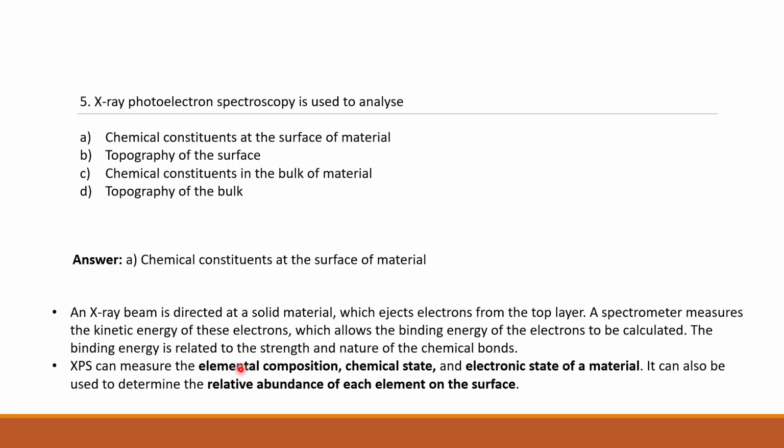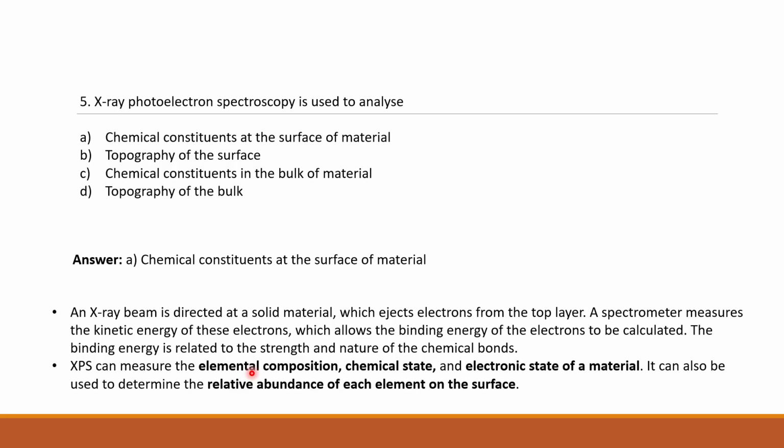The binding energy is related to the strength and nature of the chemical bonds. For a chemical bond, you need to know what the binding energy is. Every chemical bond has a different binding energy, and based on the binding energy, it will have its stability. More the stability, more the binding energy, something like that. So based on this calculation of the binding energy, every particular chemical will have a particular binding energy.